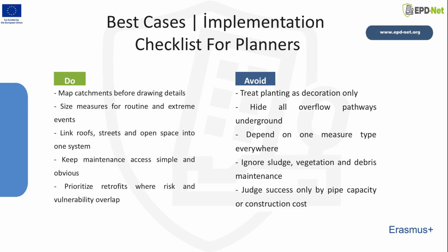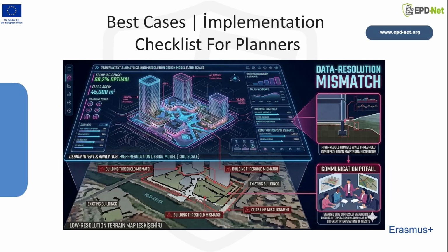At the same time, several common mistakes should be avoided. Planting should not be treated as decoration only. Overflow pathways should not all be hidden underground. Designers should not depend on one measure type everywhere. Maintenance issues such as sludge, vegetation, and debris should not be ignored. Success should also not be judged only by pipe capacity or construction cost.